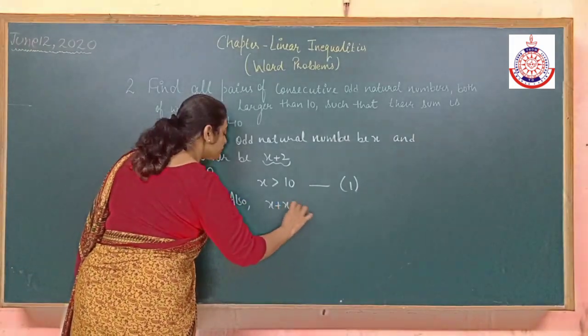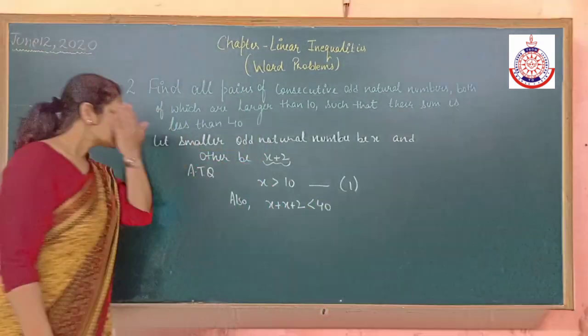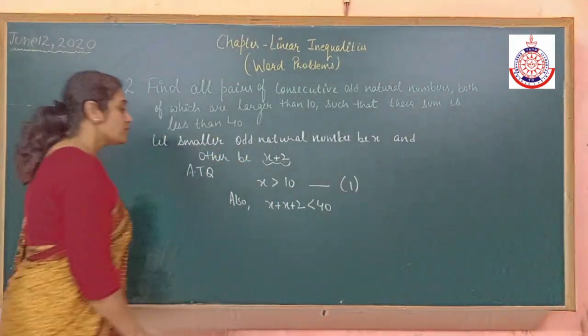Now, what is the condition given? The sum of these two is less than 40. The sum of these two is less than 40. Let's solve it.